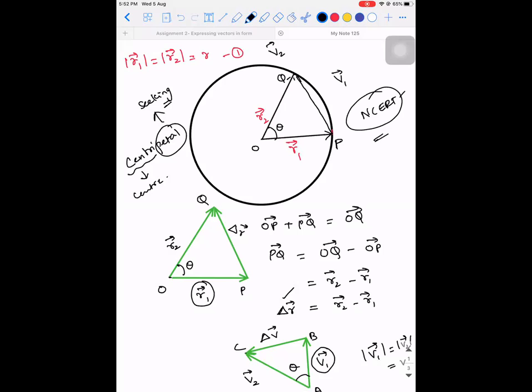Any other doubt? Any other doubt other than this? So if no more doubts, we can wind up.